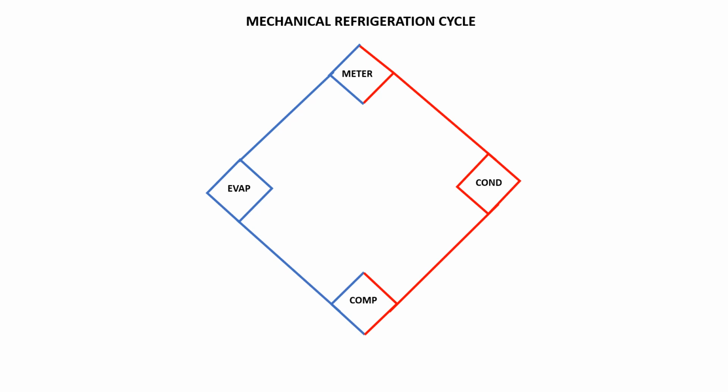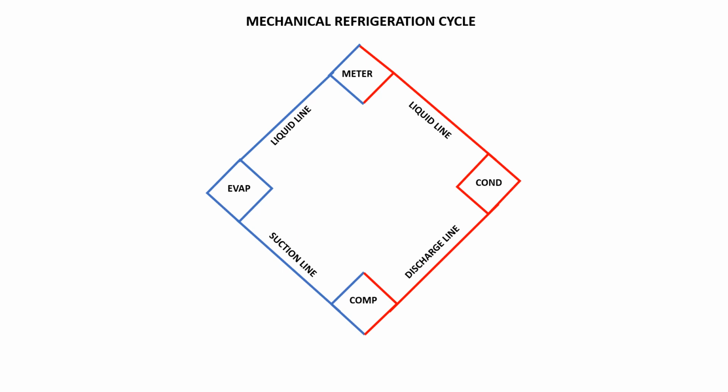Let's identify the lines. The discharge line, which connects the compressor with the condenser. The liquid line, which connects the condenser with the metering device. The liquid line after the metering device, which connects the metering device with the evaporator. And finally, the suction line, which connects the evaporator to the compressor.